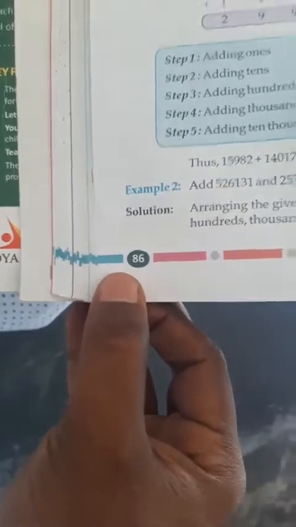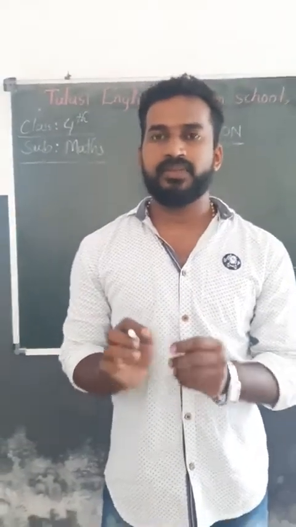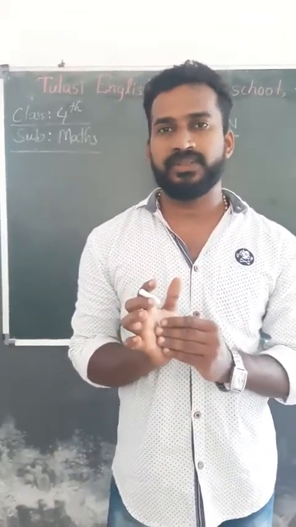Children, in this class we will learn about addition, chapter 4, page number 86. Addition means adding numbers. In the last class we learned about addition of 4-digit numbers. Now here, addition of 5-digit numbers.